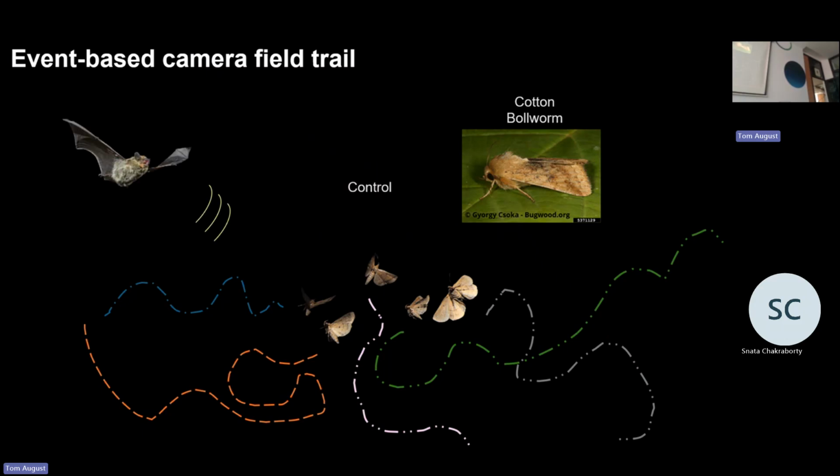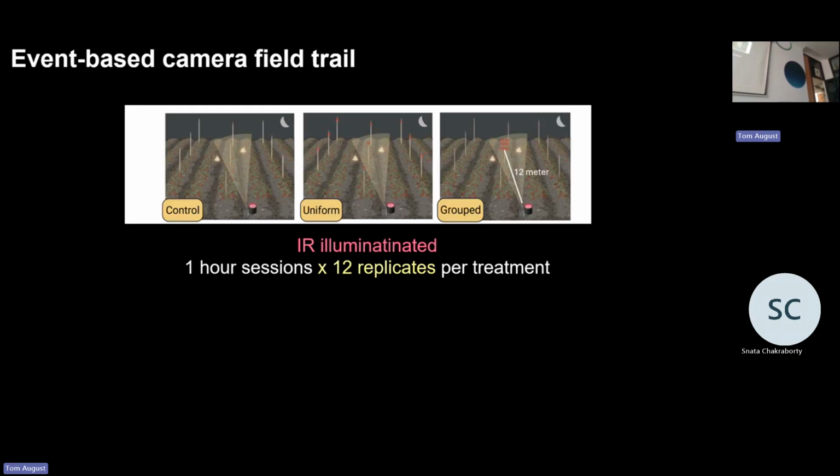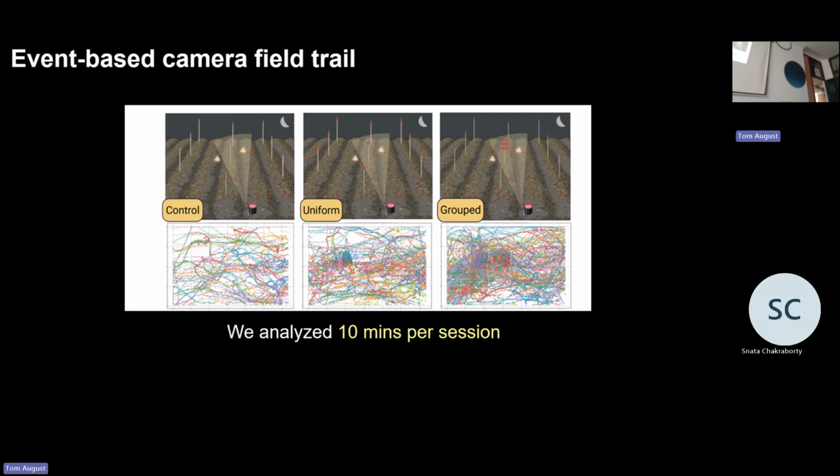And we also recorded bat activity using acoustic detectors because these moths have hearing organs and they can change their flight patterns in order to avoid predation by bats. Altogether, we had 12 replicates of each treatment, and we had 1 hour sessions of recording. We analyzed 10 minutes of the recording. So this is an example of 10 minutes of each of the treatments.